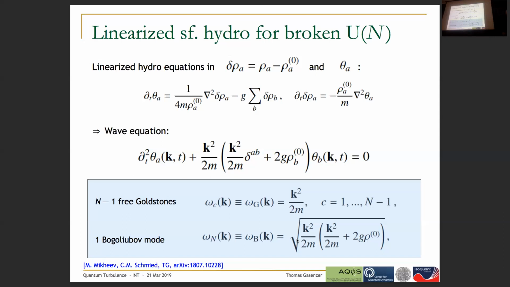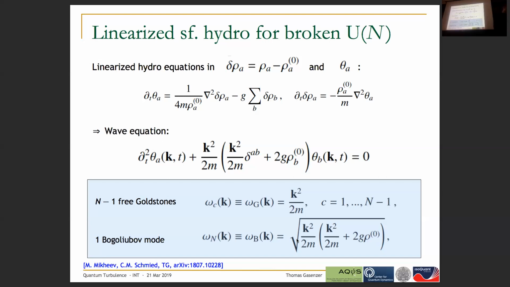So n_0 is the total density. Yes, actually the total density here now in mode A, but it's simply 1 over n of the total density. The interaction strength can be different for different components? No, it's O(N) symmetric. That's the important aspect here. I mean, of course, you can do a more complicated case, but I just don't want to. Simple.